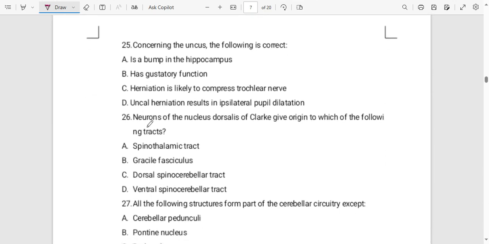Concerning the uncus, the following is correct: it is a bump in the hippocampus, has gustatory function, herniation is likely to compress the trochlear nerve, uncal herniation results in ipsilateral pupil dilation. Anyone to help with this one?